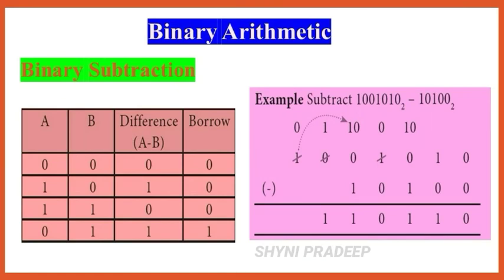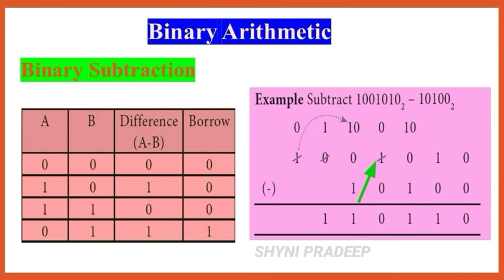Okay. See this example. Subtract 1, 0, 0, 1, 0, 1, 0 base 2 minus 1, 0, 1, 0, 0. So write these two values. 0 minus 0, 0. 1 minus 0, 1. 0 minus 1 is what? The difference is 1 and borrow 1 from the next value. Okay. So 10 minus 1.